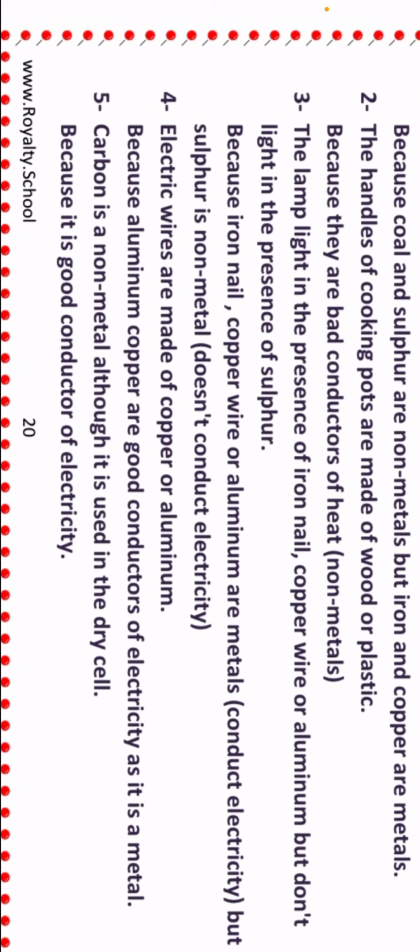Carbon is a non-metal, although it's used in a dry cell because it's a good conductor for electricity. Okay, it's not a metal, but it's a good conductor for electricity, so we can make a dry cell battery. We can make a battery from carbon because it's not a metal, but it's a good conductor for electricity.